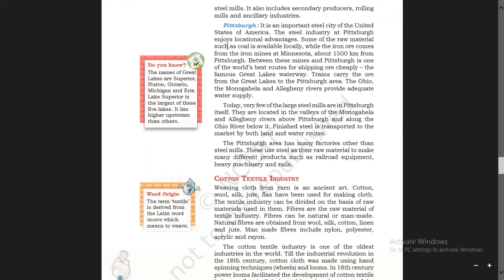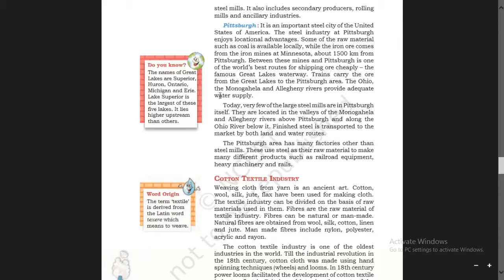Some of the raw materials such as coal is available locally, while the iron ore comes from the iron mines at Minnesota, about 1,500 kilometers from Pittsburgh. Between these mines and Pittsburgh is one of the world's best routes for shipping ore cheaply. The famous Great Lakes Waterway trains carry the ore from the Great Lakes to the Pittsburgh area.